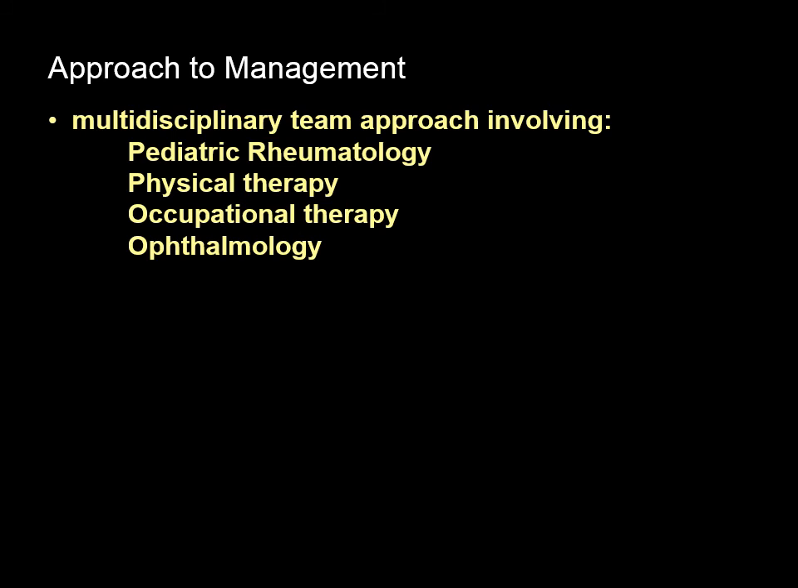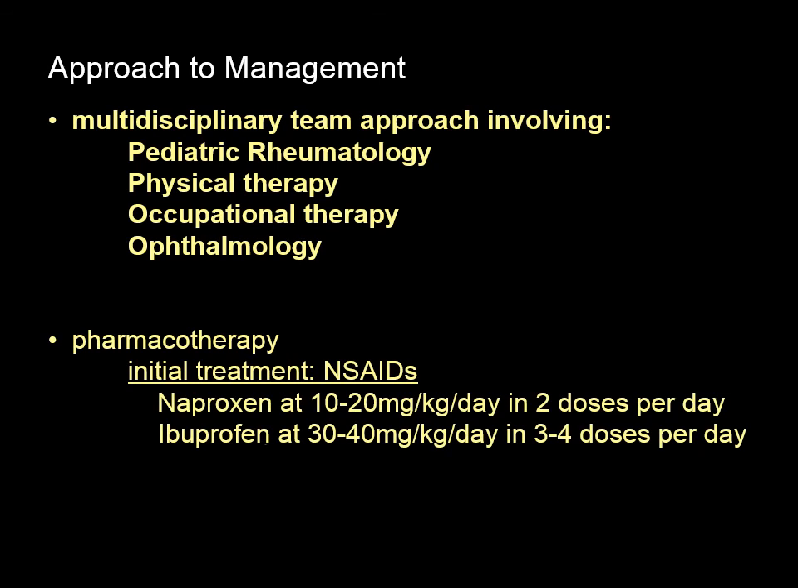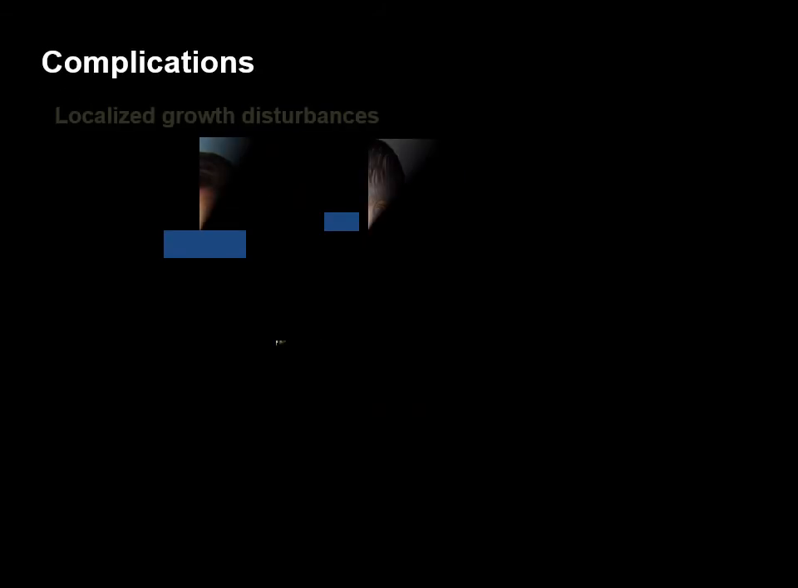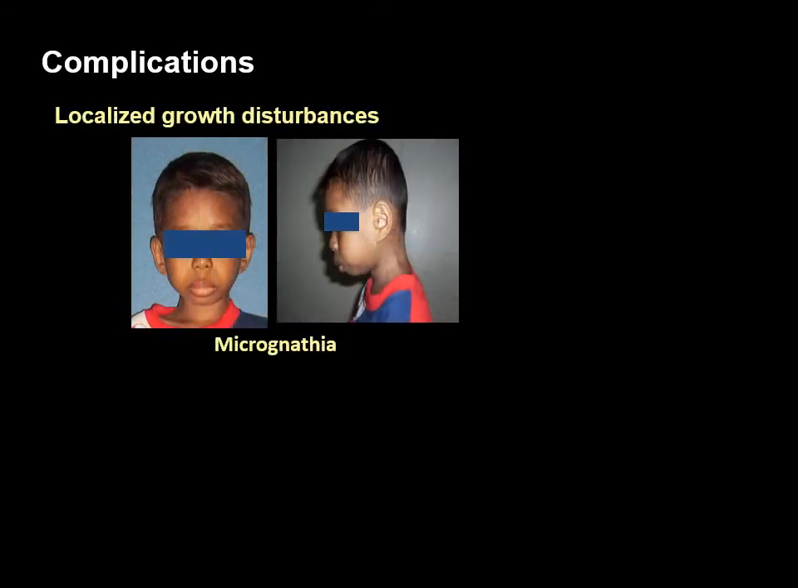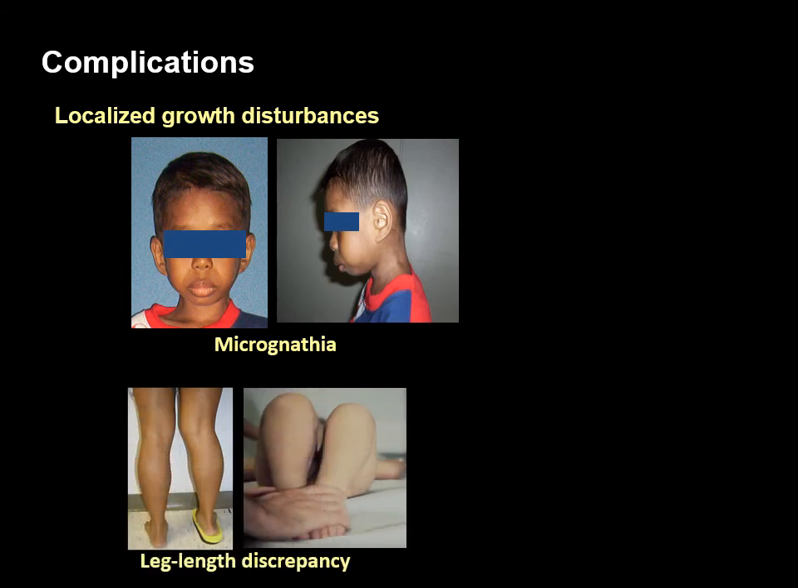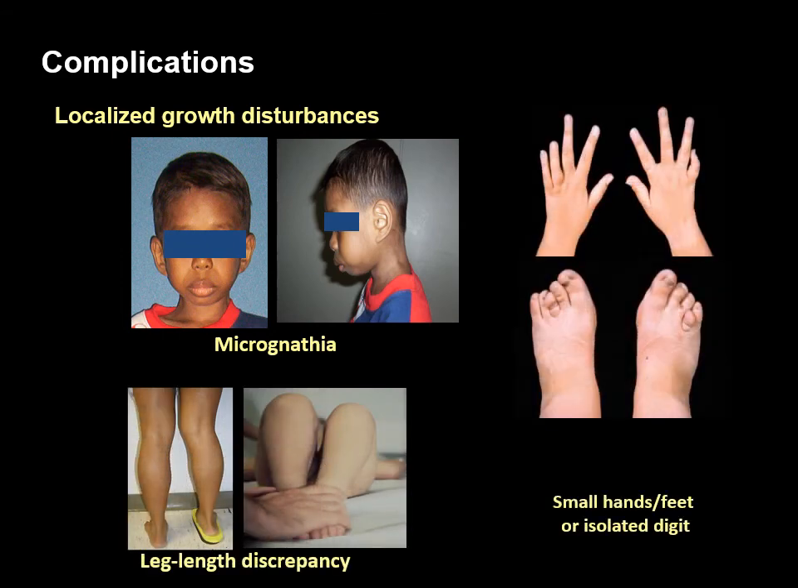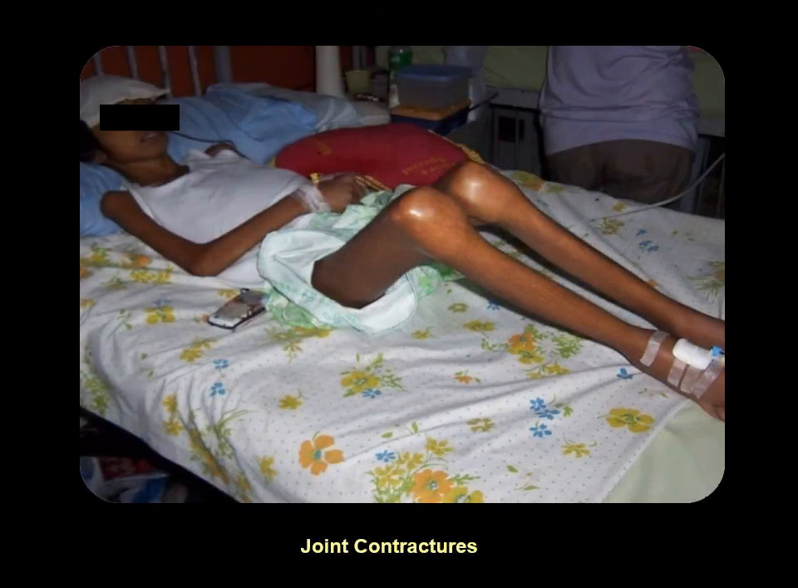Multidisciplinary approach is part of the comprehensive JIA treatment, which involves the pediatric rheumatologist, rehabilitation medicine specialist, occupational and physical therapist, as well as the ophthalmologist. Initial therapy with an NSAID may be started by a patient's primary pediatrician. However, a referral should be made to a pediatric rheumatologist for all patients with JIA to avoid complications such as localized growth disturbances such as micrognathia, leg length discrepancy, isolated small digit, and as well as avoid joint contractures.